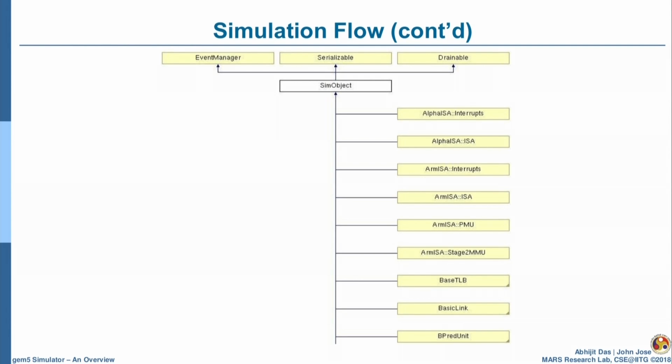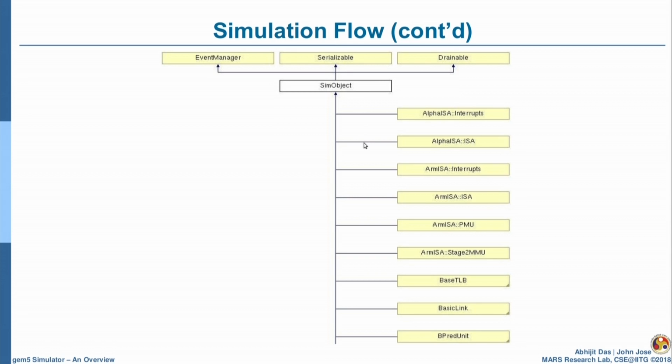Everything in gem5 is simulated around something called a SimObject or simulation object. All the physical entities like processor, memory, interrupts, instruction set architecture, everything is a SimObject in gem5. For example, here for the alpha ISA, interrupts is a SimObject. For the alpha ISA, ISA is a SimObject. And this is a long list.